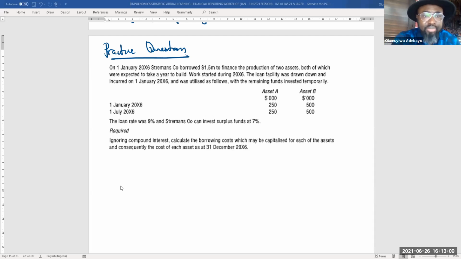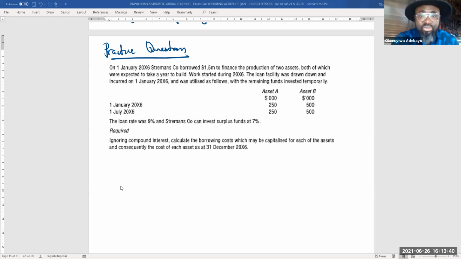Okay, now let's look at this practice question. On 1st of January 2016, Streeman Co. borrowed 1.5 million to finance the production of 2 assets, both of which were expected to take a year to build. Work started during 2016. The loan facility was drawn down and incurred on 1st January 2016 and was utilized as follows, with the remaining funds reinvested temporarily.